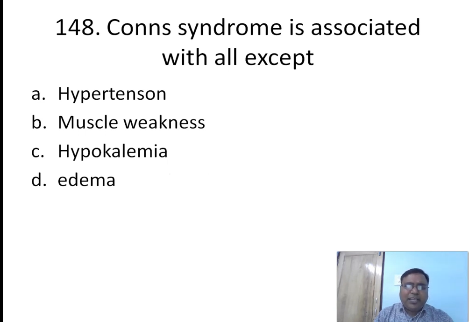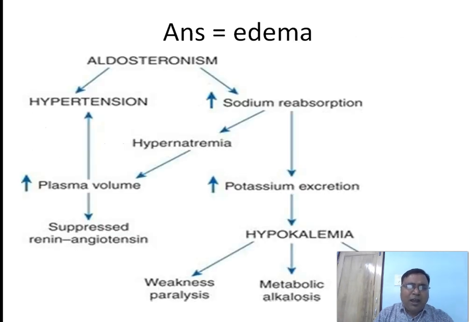Next, Conn syndrome is associated with all except: hypertension, muscle weakness, hypokalemia, edema. Which among these 4 is not associated with Conn syndrome? The answer is edema. As you know, Conn syndrome is primary hyperaldosteronism, where you can get hypertension. We get sodium reabsorption, that leads to increased plasma volume, but not edema. More potassium excretion can lead to hypokalemia. That is the cause behind weakness or paralysis, metabolic alkalosis and polyuria. So what is not present in Conn syndrome is edema.